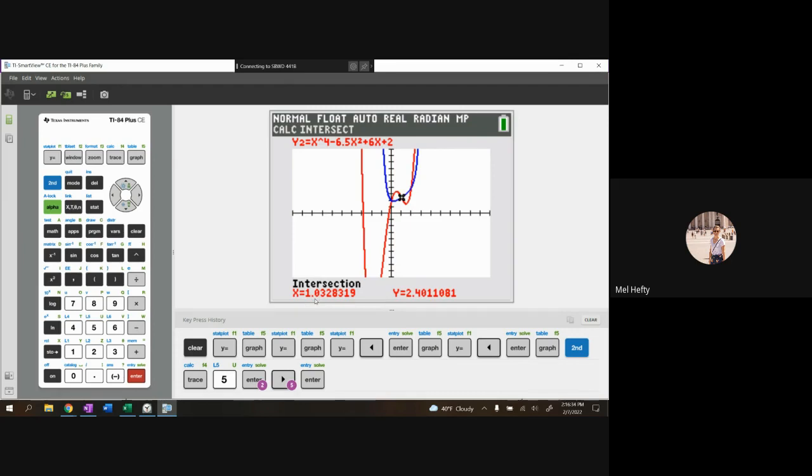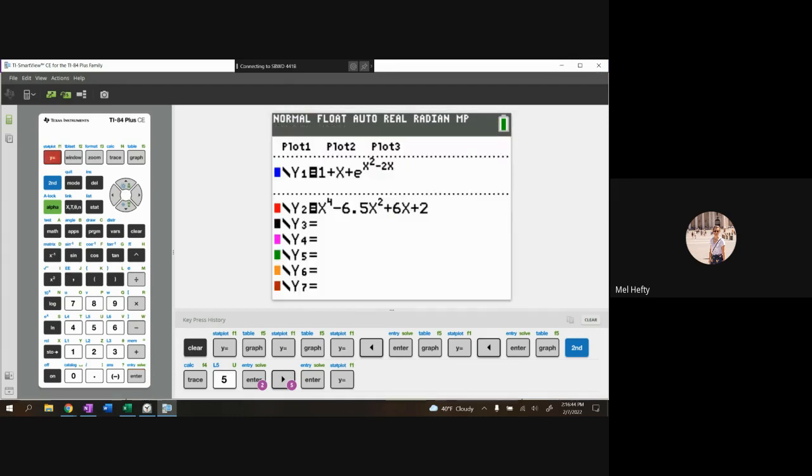1.0328319. Hopefully. So I got 1.032. I got that one. I have the right number, I know I do. So if you don't have the right number, I'm going to need you to go back to your y1, y2, and make sure you plugged in your functions correctly.